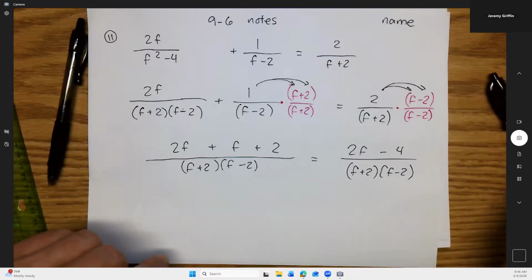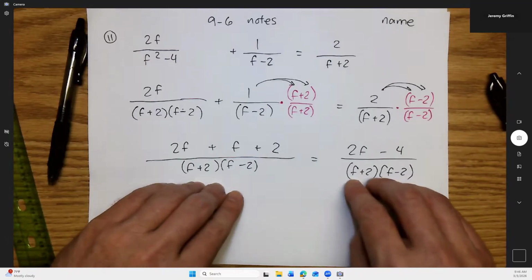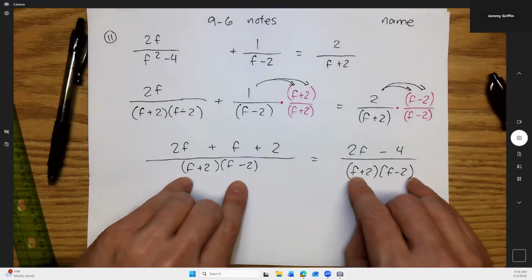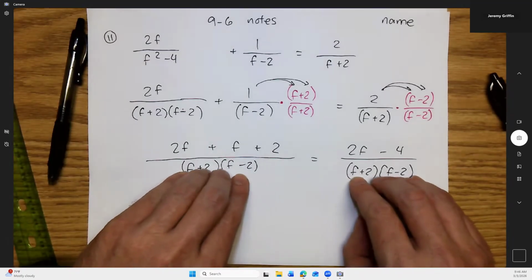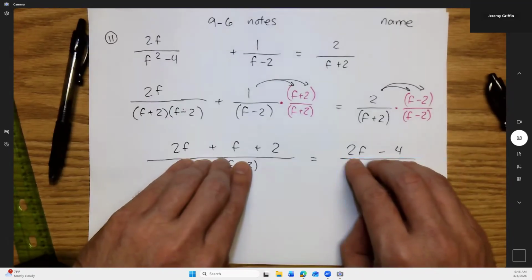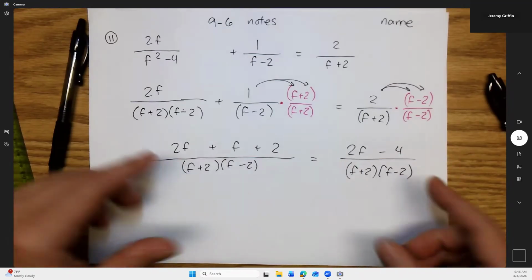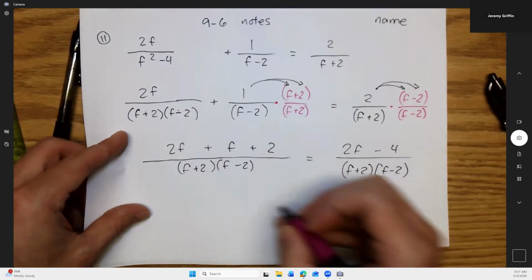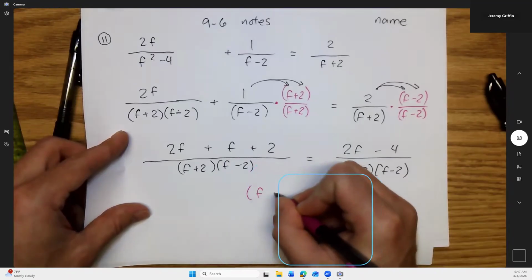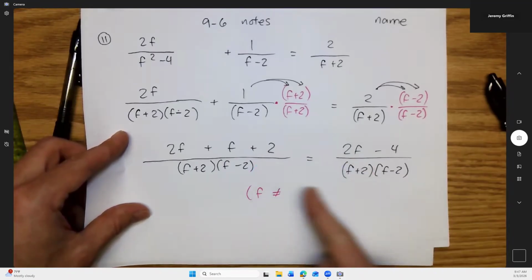Since this fraction is equal to this fraction, that's what it says, and the denominators are also equal, what do you know about the numerators of these fractions? Do they also have to be equal? Yes. Or you could say the denominators cancel out, however you like. Now I will make a little mental note here: what is f not allowed to ever be equal to?